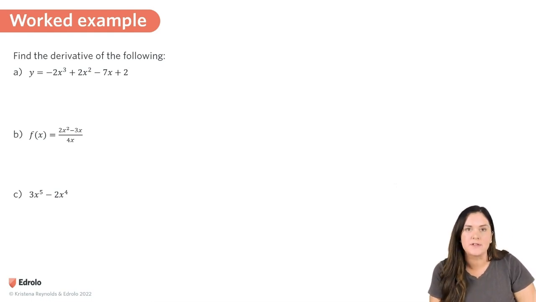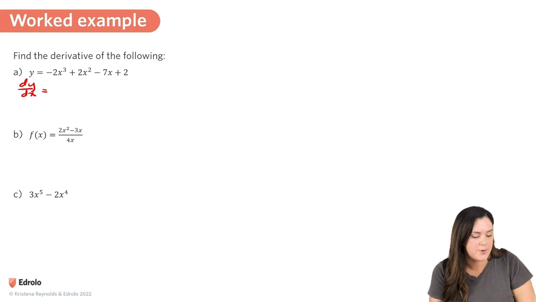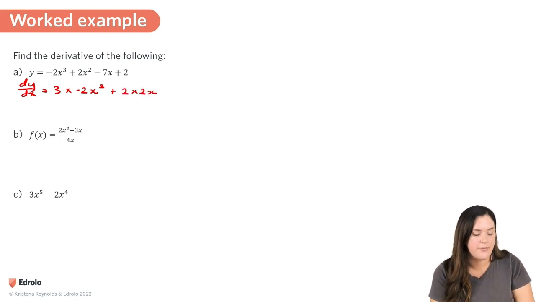So we've got y equals negative 2x to the power of 3 plus 2x squared, take away 7x plus 2. So in order to differentiate this one, we are going to write dy dx. And then again, we're going to bring that index to the front. So we have 3 times negative 2, and then take away 1 from that index. So 3 take away 1 gives us 2. The next term we have 2x squared. So the 2 comes to the front there, and taking away 1 from that index there. So 2 take away 1 becomes 1.